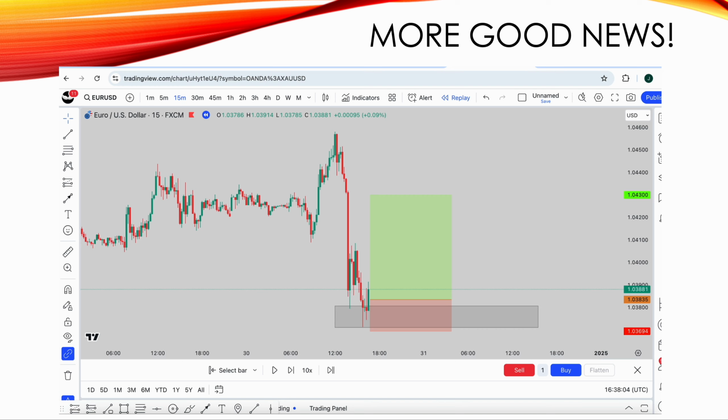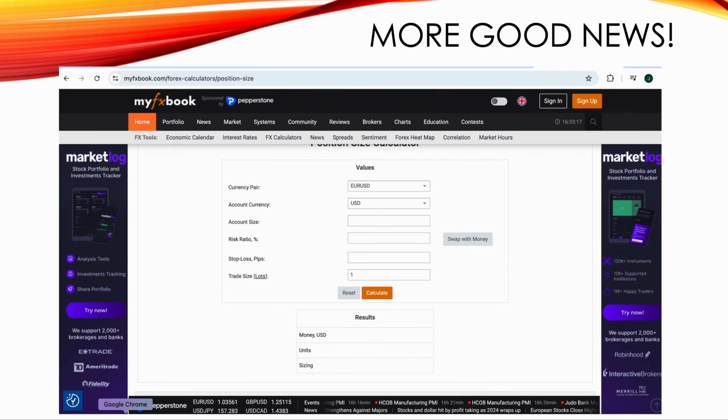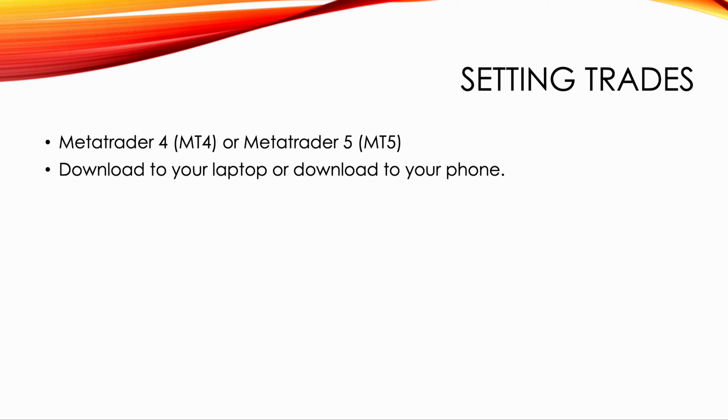You don't want to be in a situation where you haven't taken these into account, right? And you want to risk $20, but you end up losing like 35. Nobody wants that. Okay? So, setting trades.